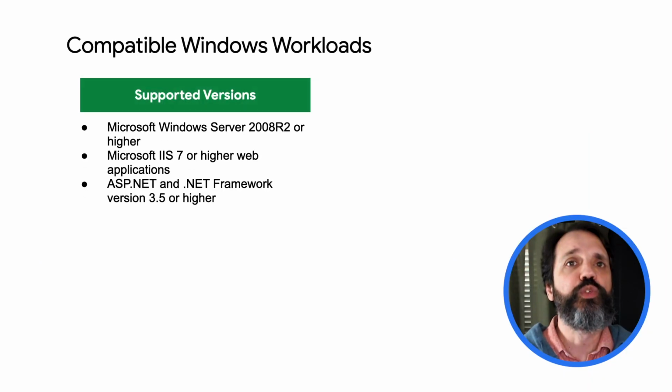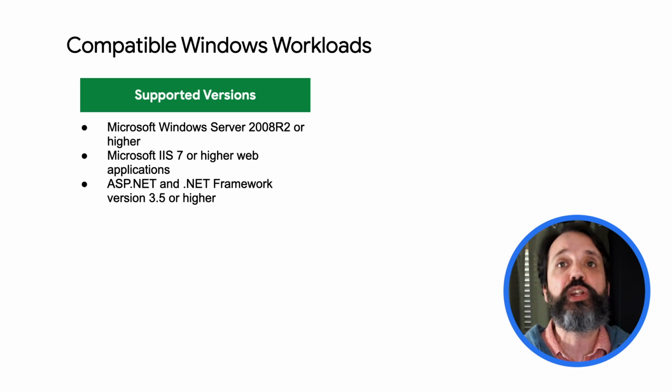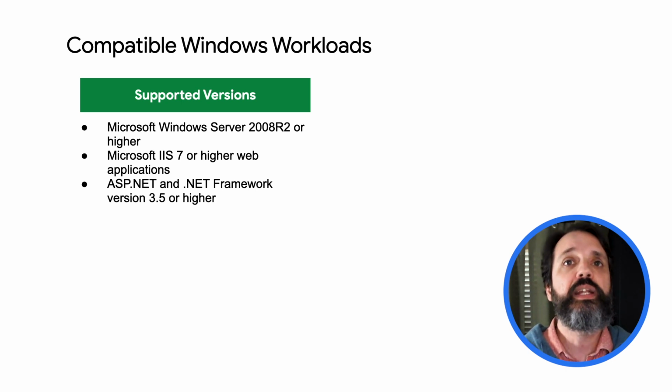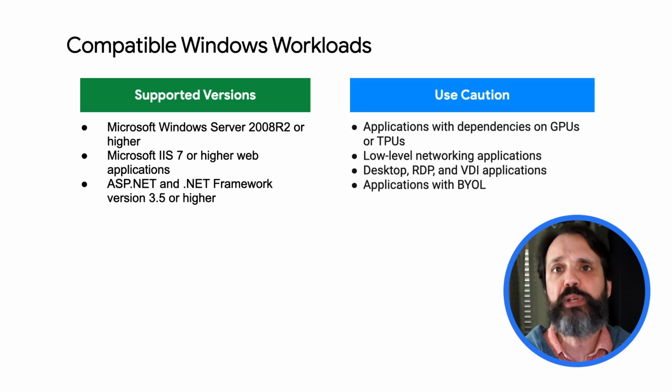The first thing to consider is which operating systems, IIS, and .NET versions can be migrated. We migrate Microsoft Windows Server 2008 R2 or higher, Microsoft IIS 7 or higher web applications, and ASP.NET and .NET Framework versions 3.5 or higher. It's important to note that after migration, the resulting container will run Windows Server version 1909. In addition to specific versions of the operating system or app stack, the following application characteristics make them unsuitable for migration: applications with dependencies on GPUs or TPUs, applications with low-level networking requirements, desktop, RDP, and VDI applications, and applications with bring-your-own licensing. In order to help determine if an application is a good fit, we have the Application Discovery tool.